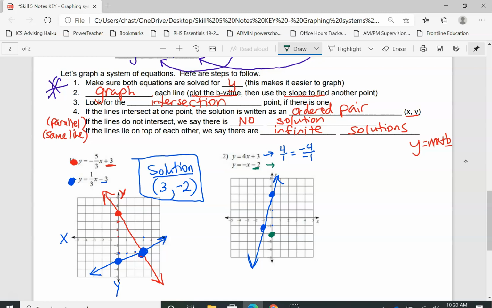Slope is negative x, so think of that as negative 1 over 1. So I'm going to go down 1 and right 1. And we can see once we graph it, we have an intersection point. So our solution here is going to be negative 1, negative 1. Okay.